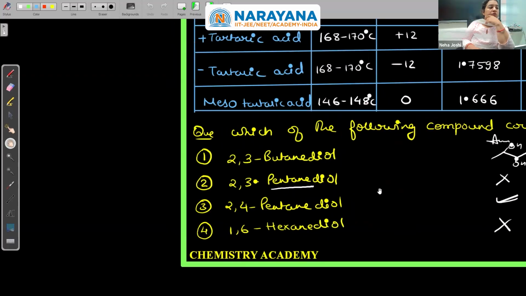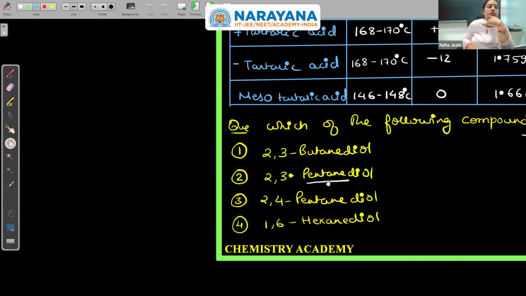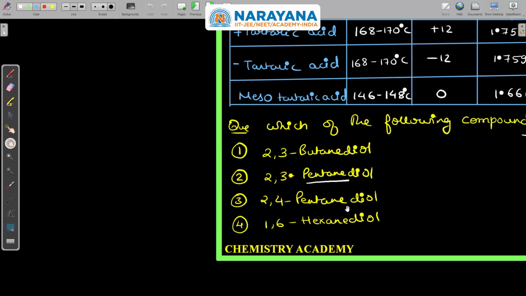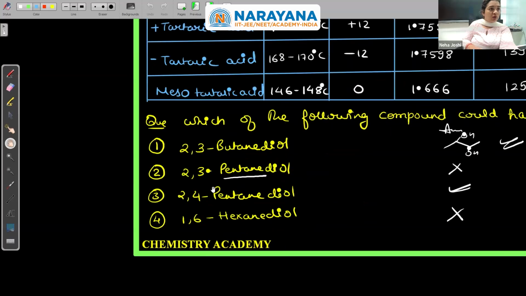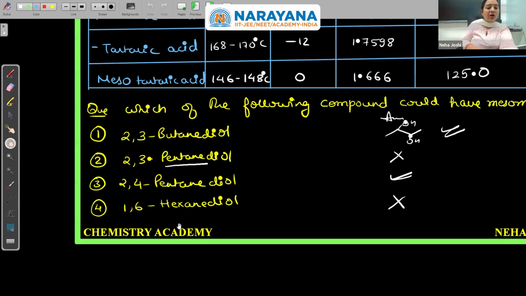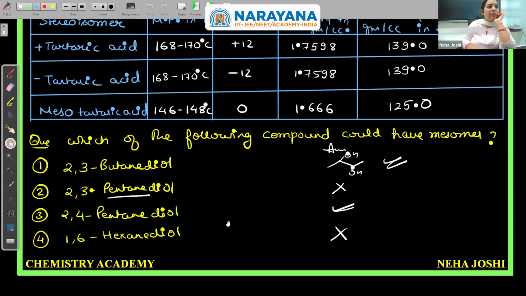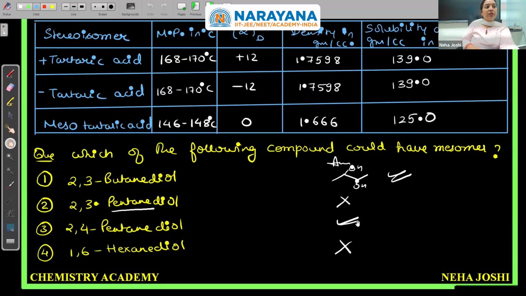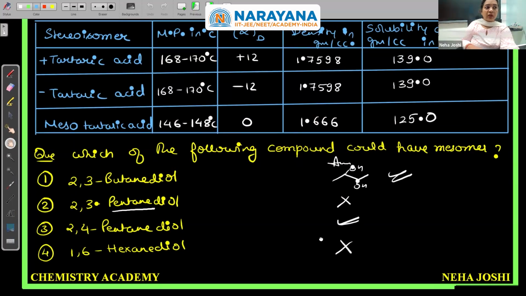So which of the following compounds can have a mesomer? What should be your answer out of 1, 2, 3, 4? No one? 1, 3, and 4. 3 and 4. Oh, just 1 and 3. Okay. 1 and 3. 4 is not right, 1,6-hexanediol is not even optically active. So first thing, you should have a chiral carbon, and then you should have a plane of symmetry. Then only you can call it a mesomer. Otherwise, it is not a mesomer.